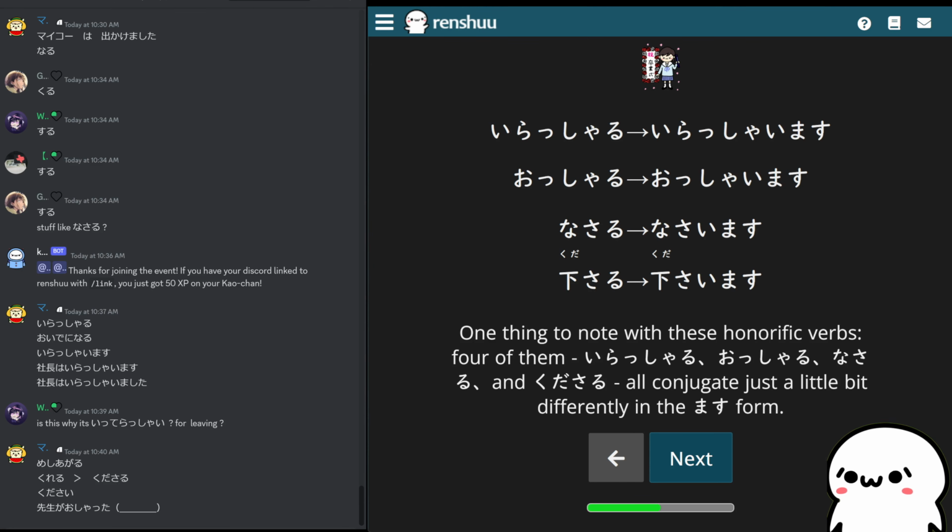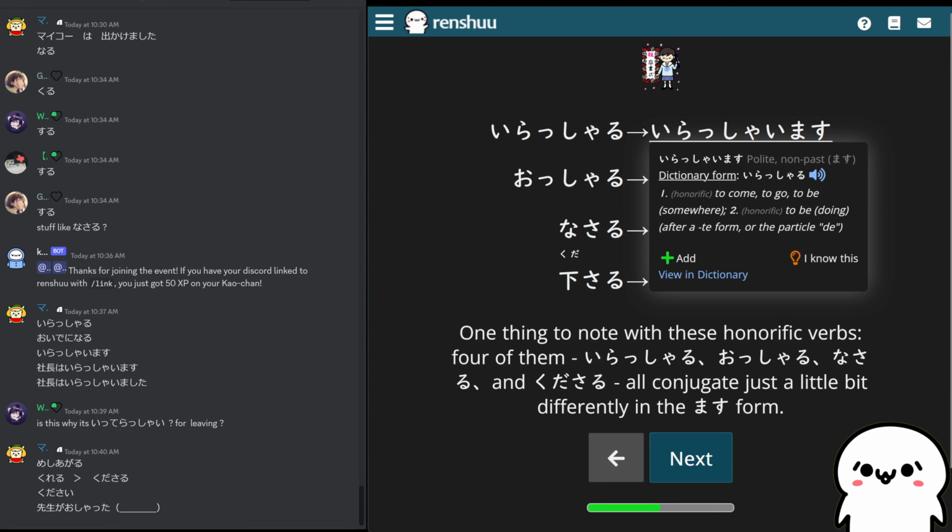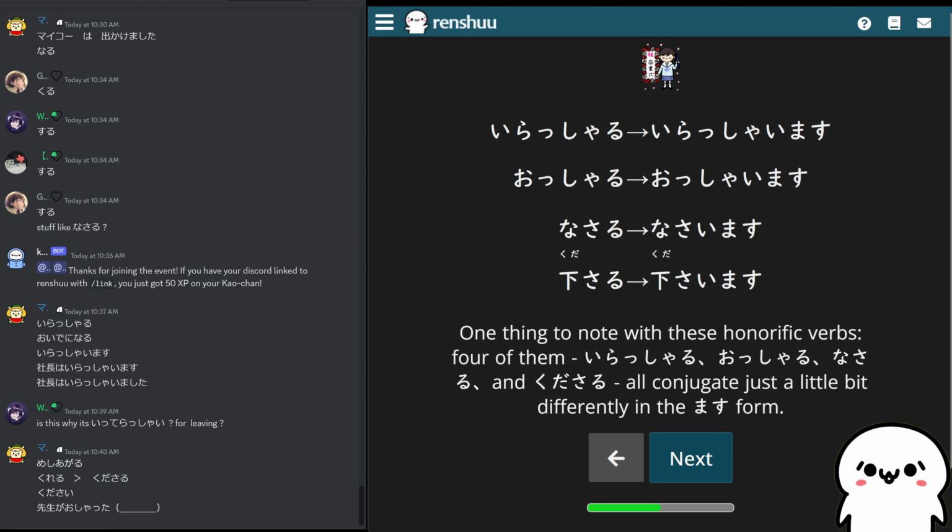Now, the suru form changes. Someone mentioned it earlier. It is nasaru, which again is special, nasaimasu. And kudasaru, again, kudasaimasu. So conceptually, not bad. Spelling changes, wow, there's a lot of them. And you won't get all this at once.